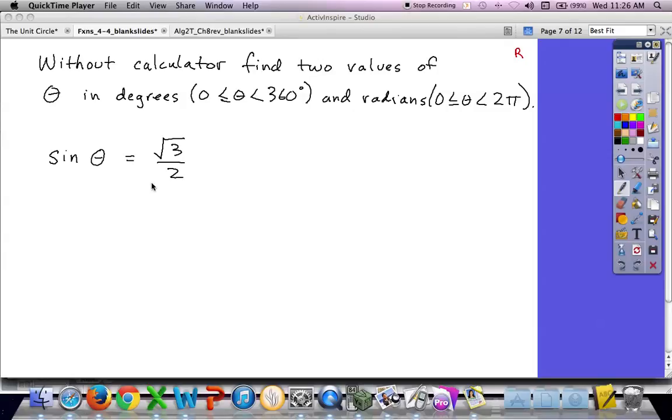You will have homework problems like this, where it says, without a calculator, find two values of theta in degrees and radians such that the sine of theta is the square root of 3 over 2. And the reason why they tell you without a calculator is because this square root of 3 over 2 is easily recognized as one of our unit circle coordinates. So we won't need to use the calculator to do this kind of thing.